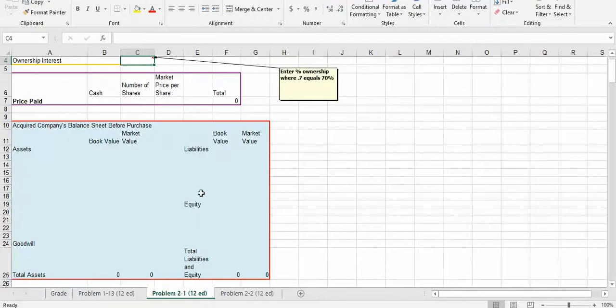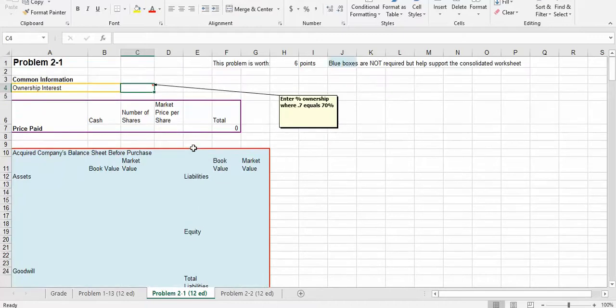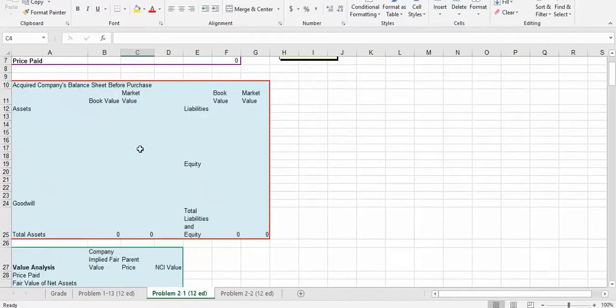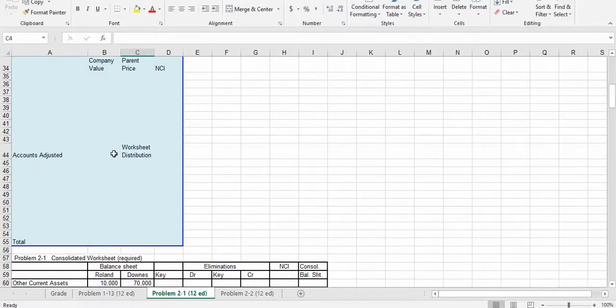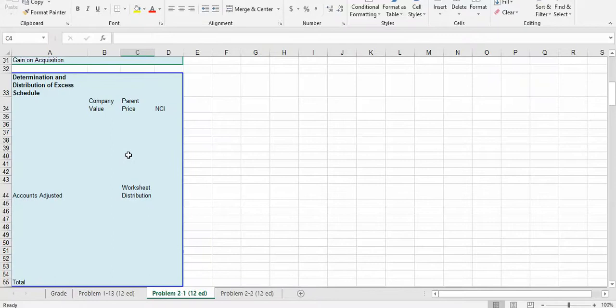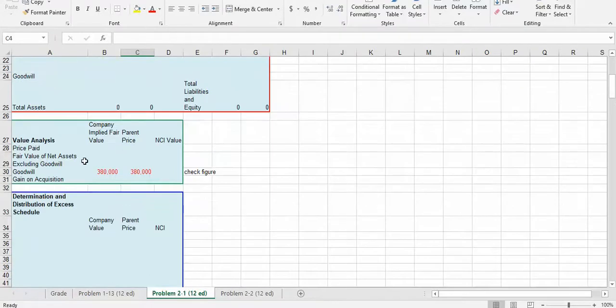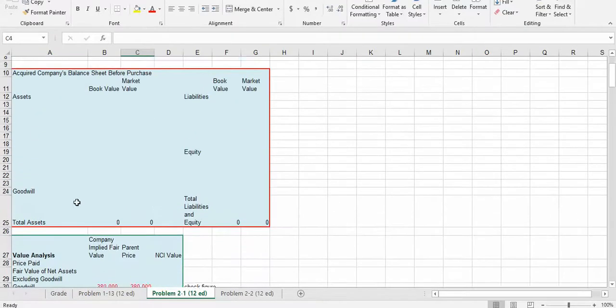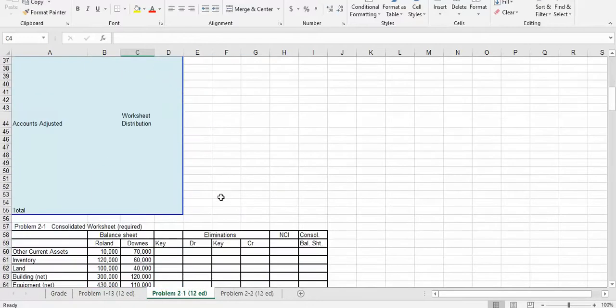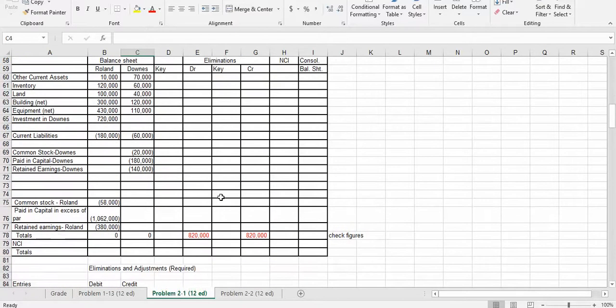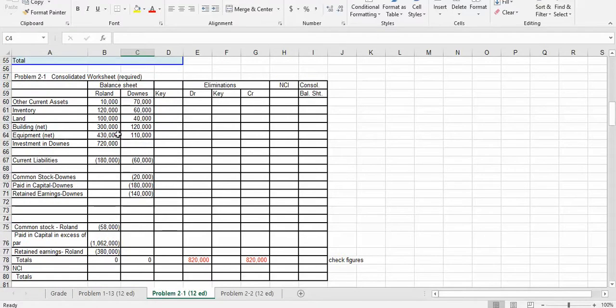Now, the consolidations of problem 2-1 and 2-2. First things first. When you look at this problem, these top boxes are in blue, and in the future they may not be in blue in the templates. But it's the value analysis, the D&D schedule, and then what you got. These are really just support schedules.